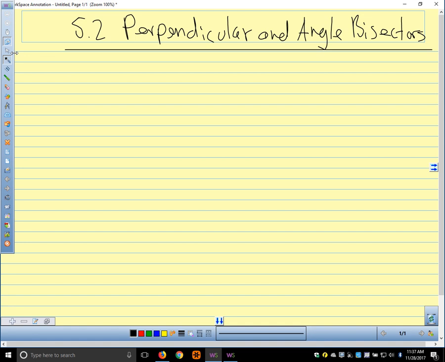And bisector, what do we mean by bisector? What does a bisector do? Cut something in half. So we're talking about perpendicular bisectors, something that meets a segment at 90 degrees and cuts it in half. Angle bisector, something that cuts an angle in half. All right, so our first theorem, perpendicular bisector theorem.